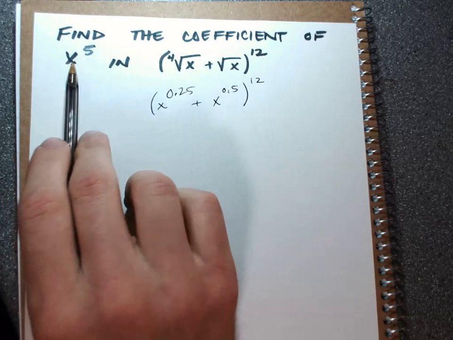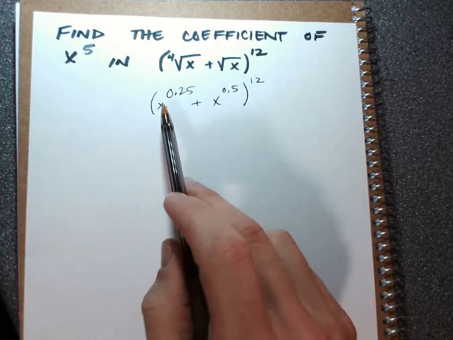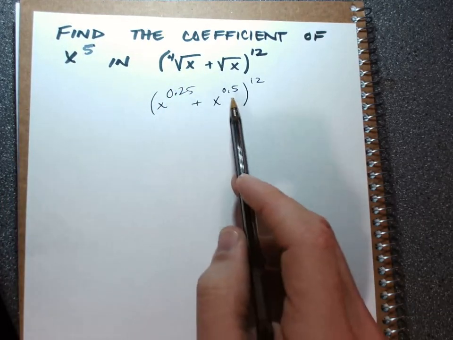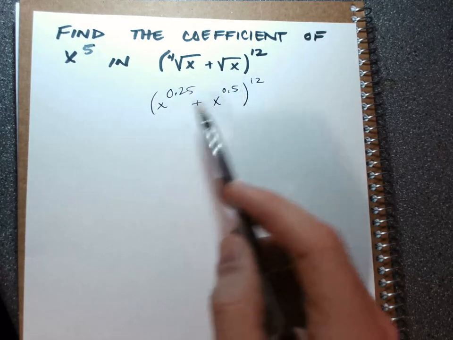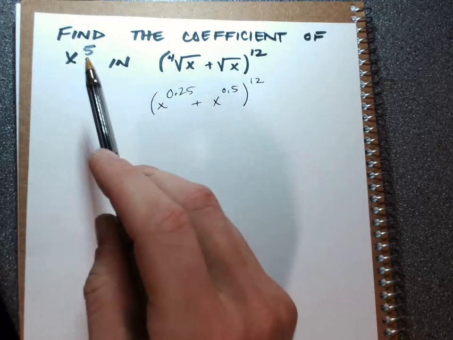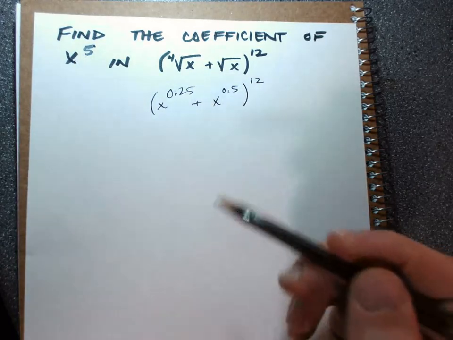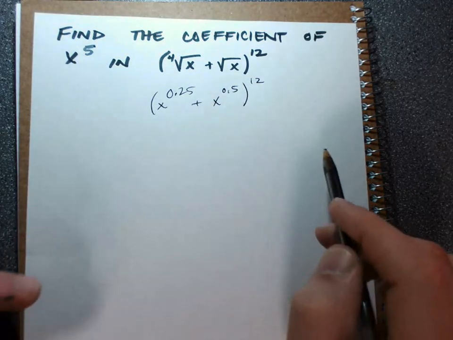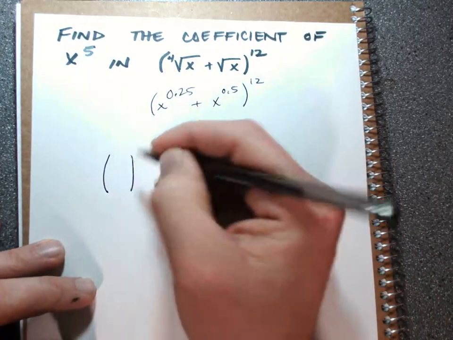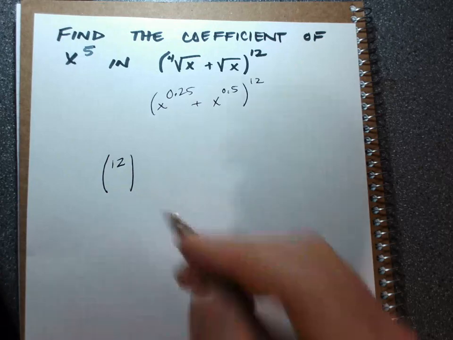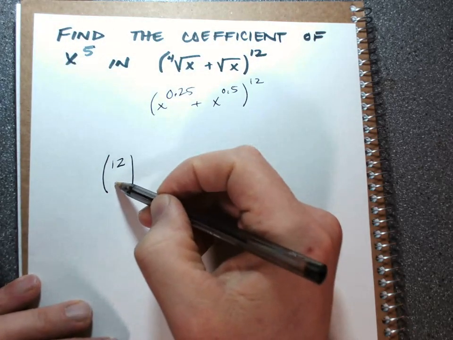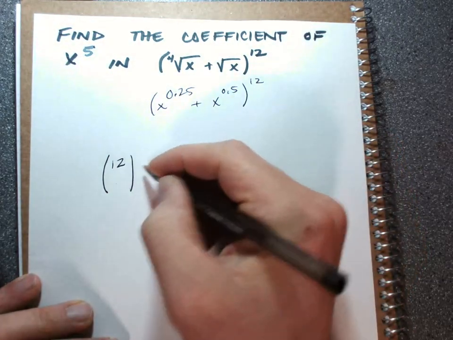So x to the fifth is going to be the result. We're going to have this term to some exponent and this term to some exponent, and they will eventually combine and simplify to end in x to the fifth. Now, I'm not going to write out all the terms. The binomial coefficient is 12, and I don't know what the bottom part is. I just know it starts with 12.